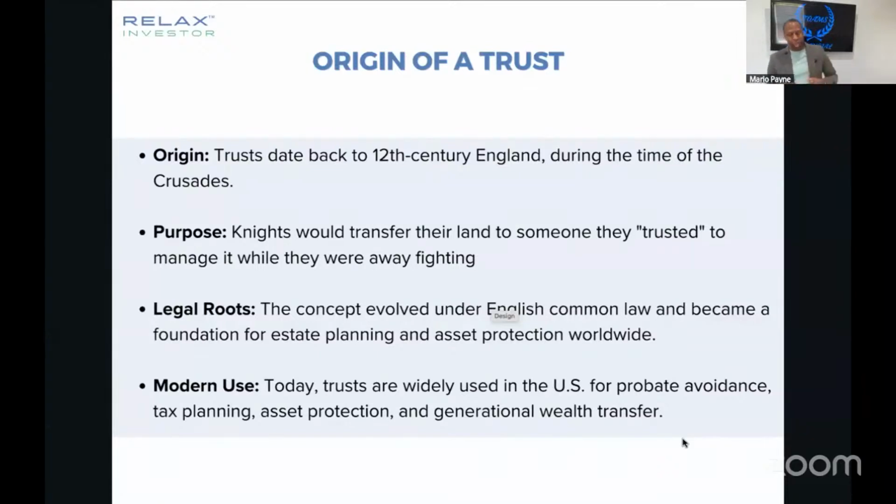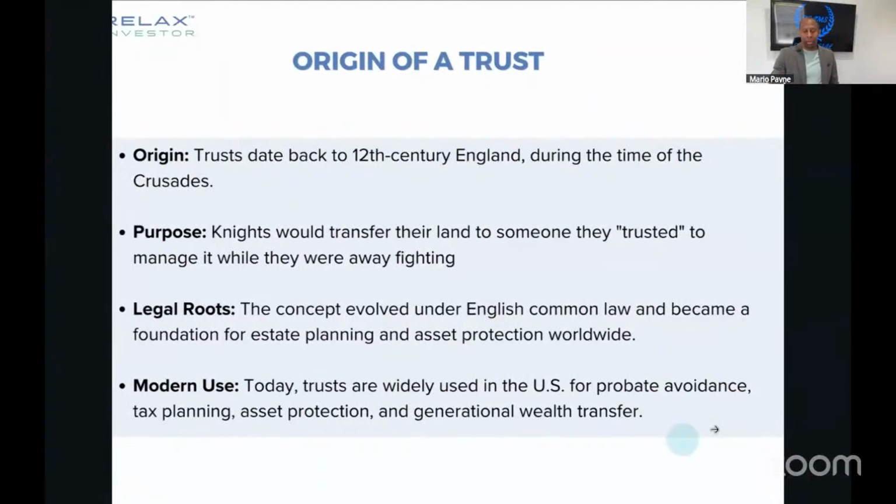In modern use today, trusts are widely used in the U.S. for probate avoidance because a trust, theoretically speaking, bypasses probate. You also use it for tax planning because you're able to pass down assets without being taxed. Asset protection: you're able to protect assets that are in the LLC inside the trust, protecting yourself from creditors. And it's also a way to pass down generational wealth from one generation to another. What is a trust?